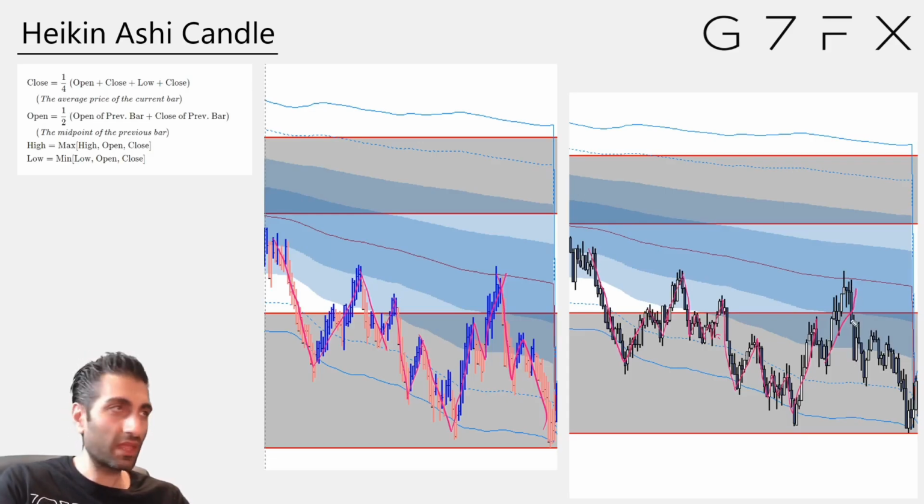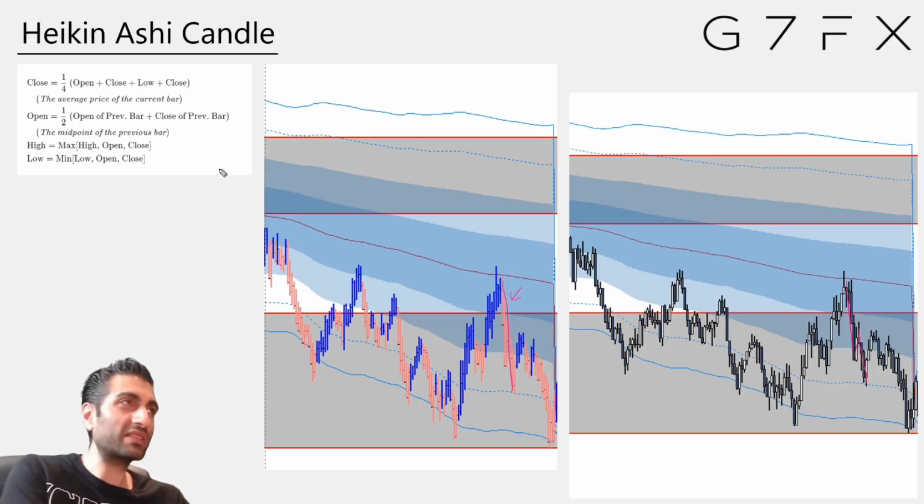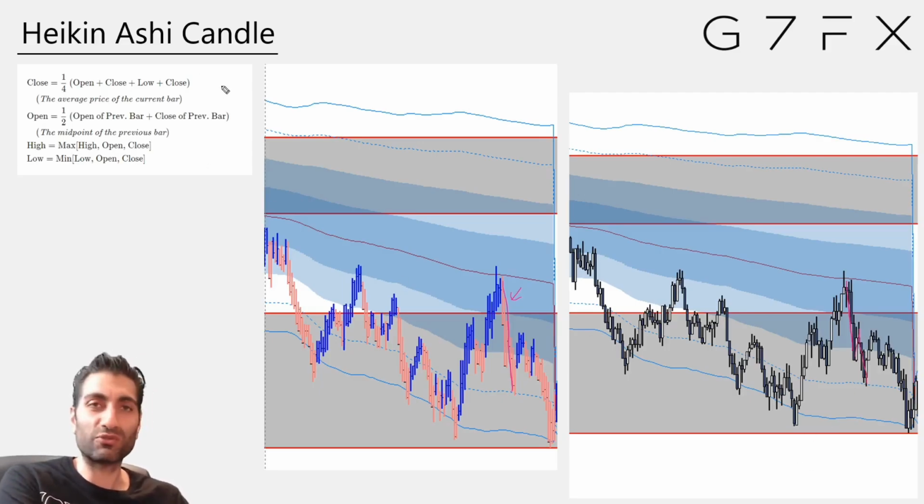Look at this here, where you've got this swing down. Look at it. It's all down, and look, you had a little pullback there and then down. What it does is it's basically smoothing it. I'm not going to go through the maths of it. It's pretty straightforward, to be honest.